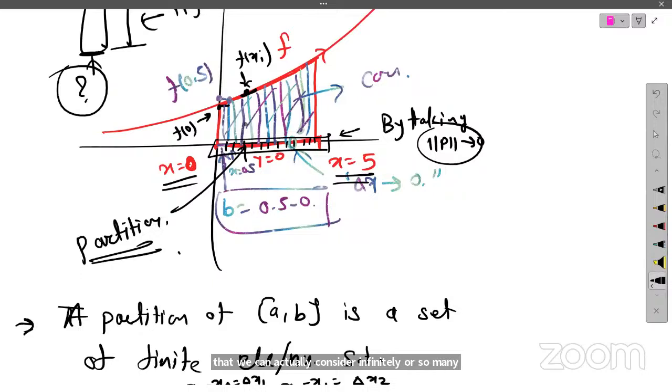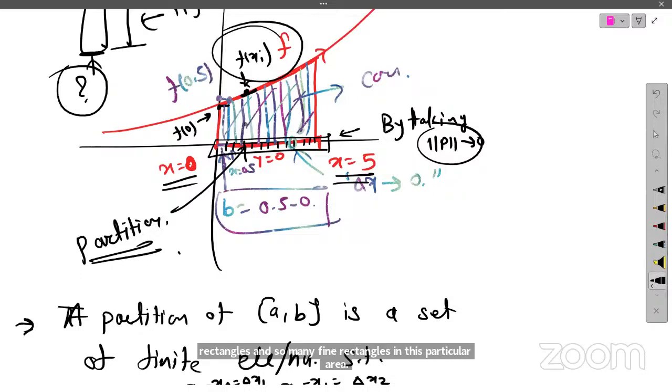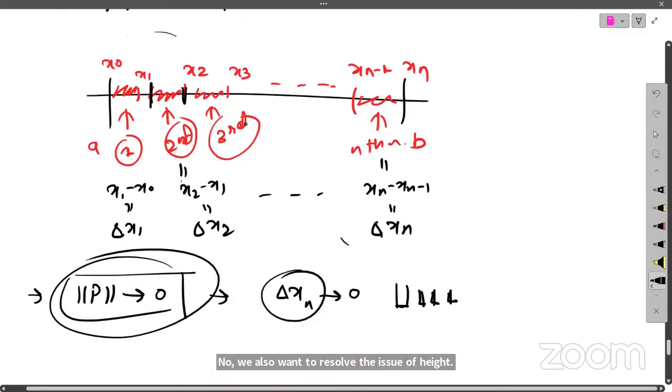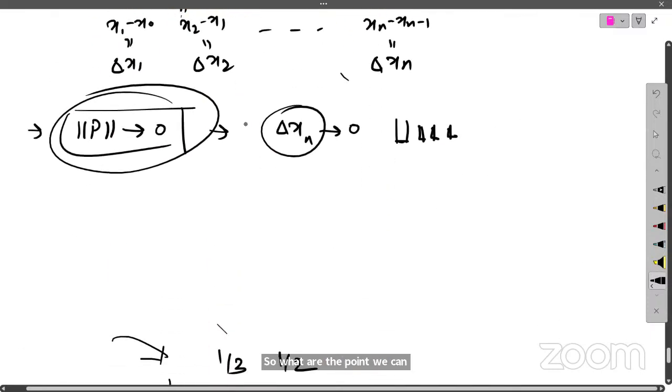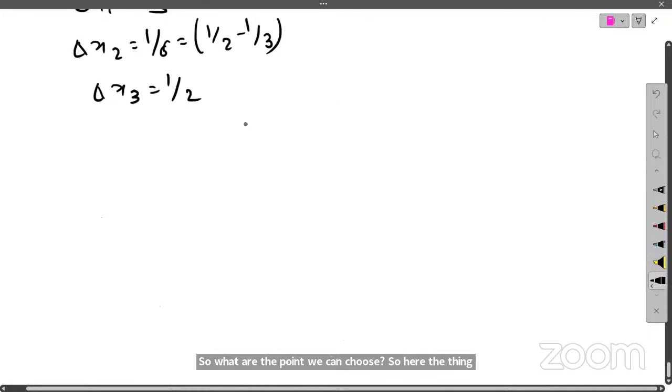Now we also want to resolve the issue of height. So what points can we choose? Here you can actually choose any point xi.